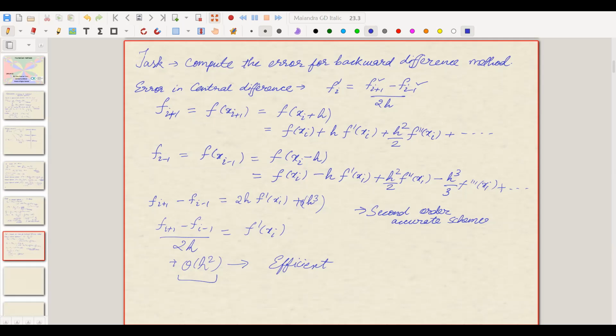So now if I plot the first column versus the third column, I will get how the error is varying with the variation of step size h.